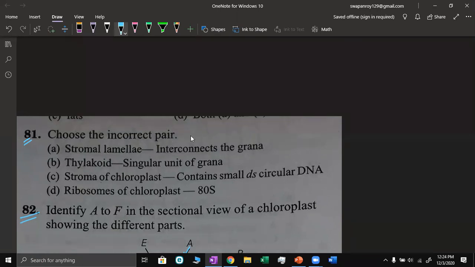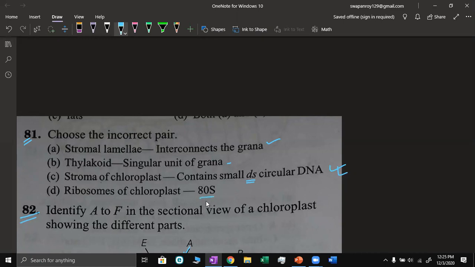Question 81. Choose the correct pair. Stroma lamellae interconnect the grana. This is true. Thylakoid is the singular unit of grana, the thylakoid membrane. A stroma of chloroplast contains a small double-stranded circular DNA. This is also true.